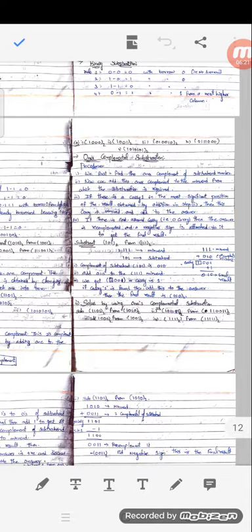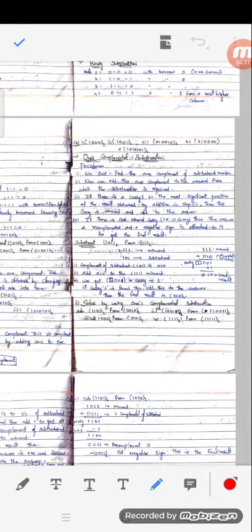The next syllabus topic is 1's complement subtraction. What is the method of doing 1's complement subtraction? Understand the question. The question is to subtract 101 of base 2 from 111 of base 2.